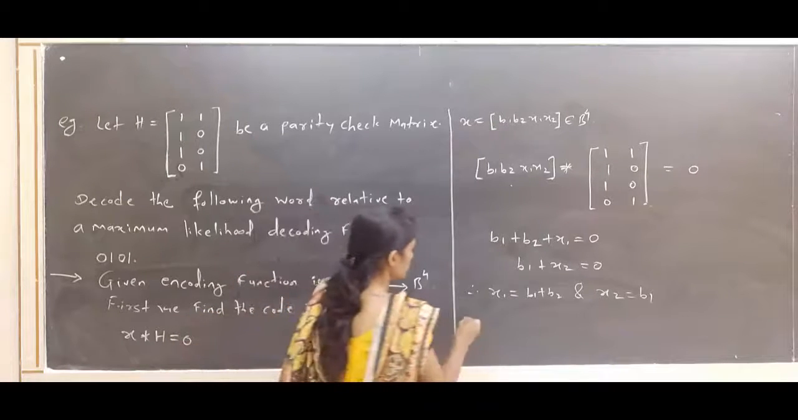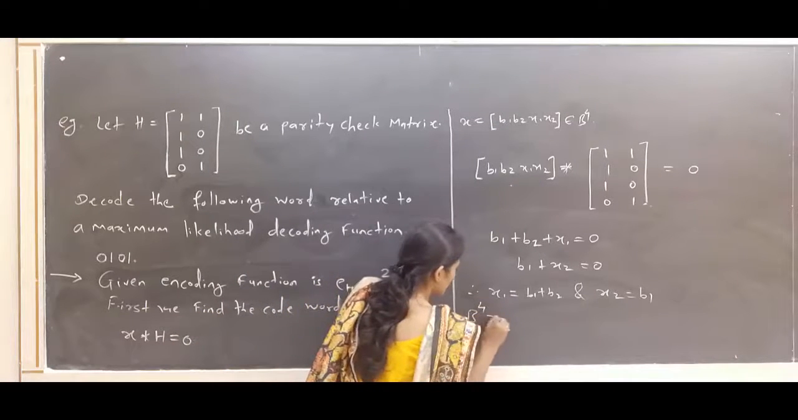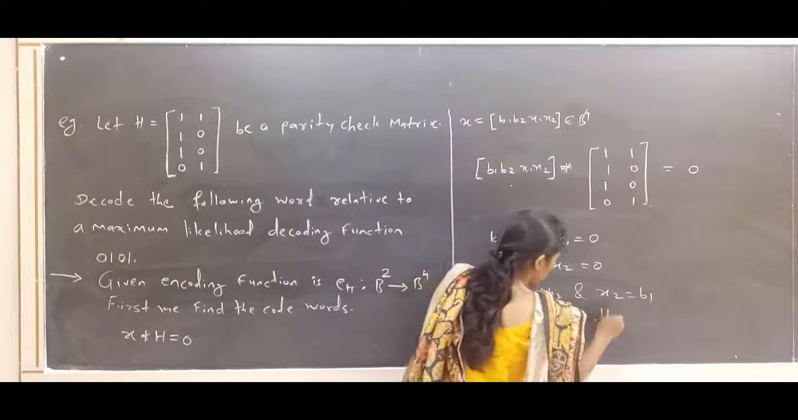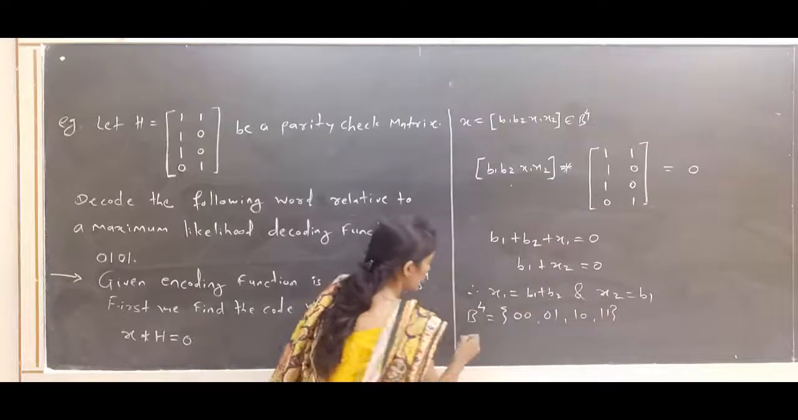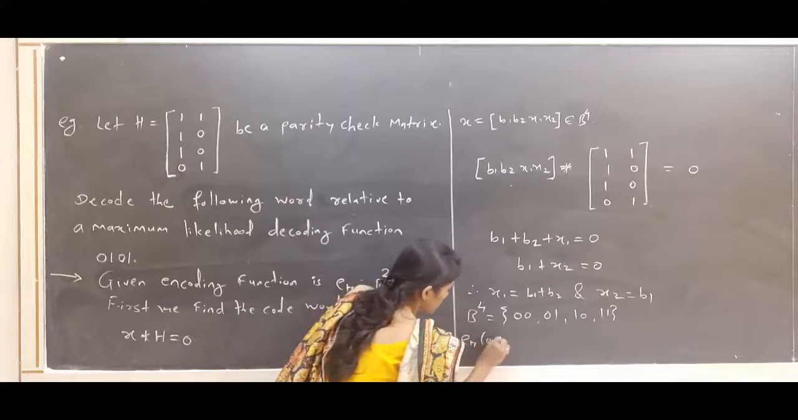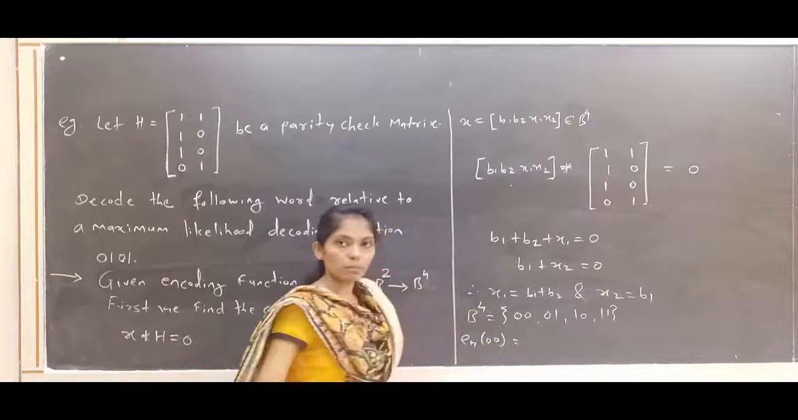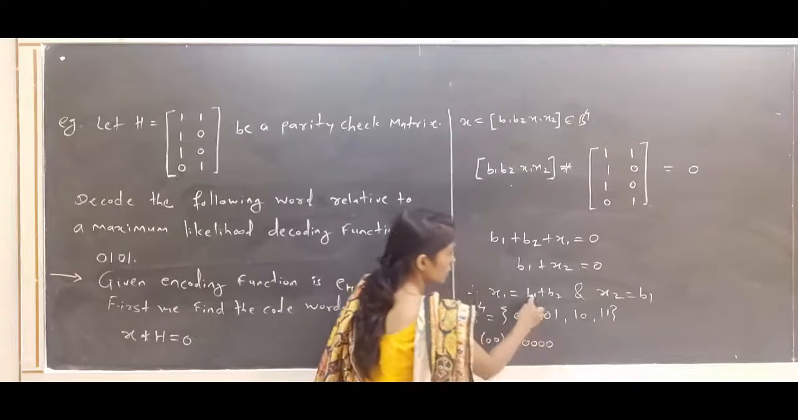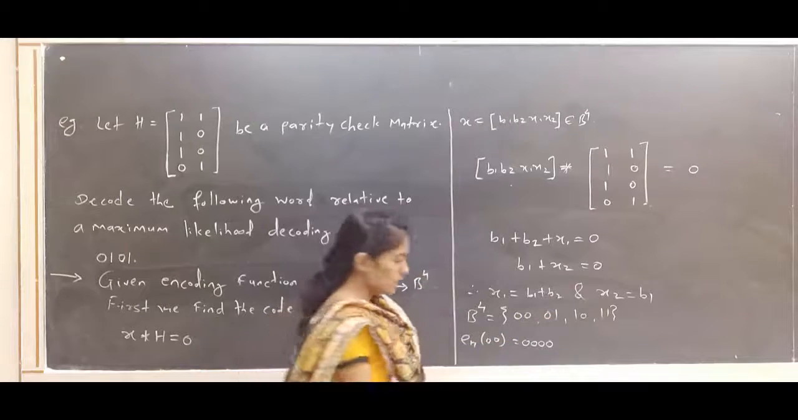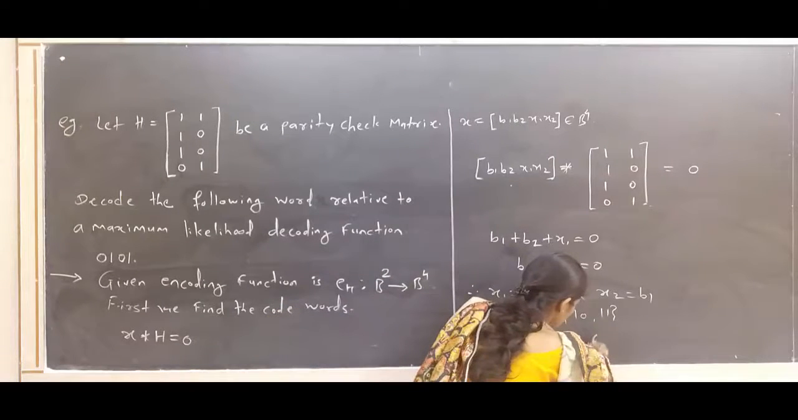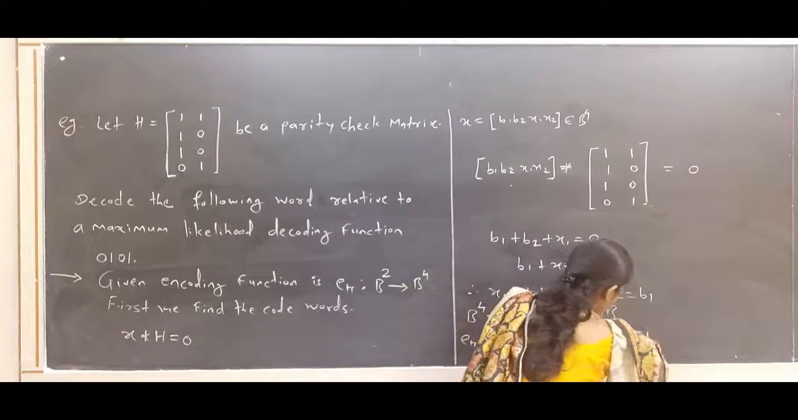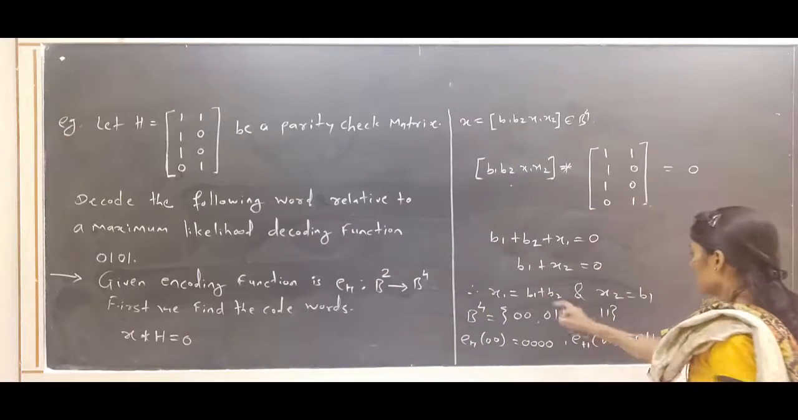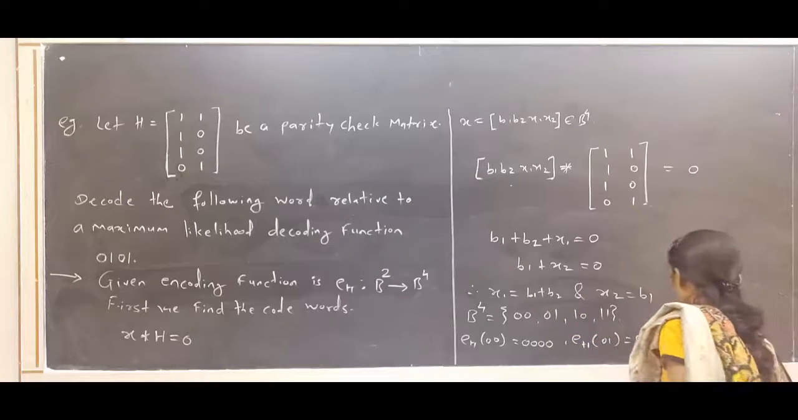Now we find the code words. So here B^2 has the elements 00, 01, 10 and 11. Okay, so E_H of (0, 0): here b1 is 0 and b2 is again 0. So we get 0, 0, 0, 0, since 0 plus 0 is 0 and b1 is 0. Now E_H of (0, 1): b1 is 0, b2 is 1. So 0 plus 1 is 1 and b1 is 0.